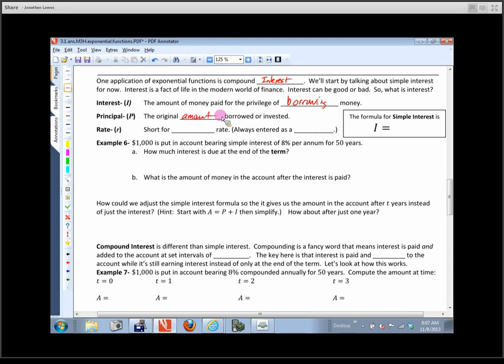Okay? And then we have the rate, which we usually use a lowercase r for that, and that's short for percentage rate.